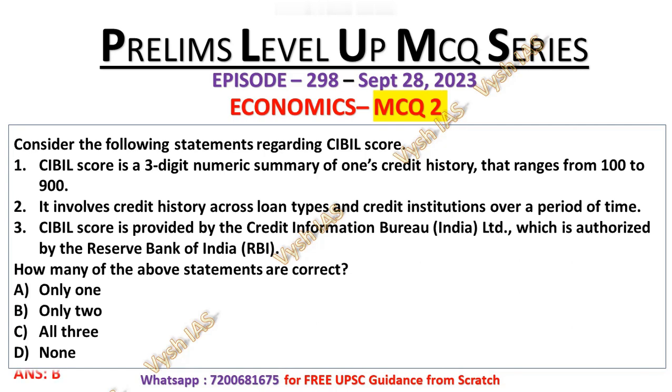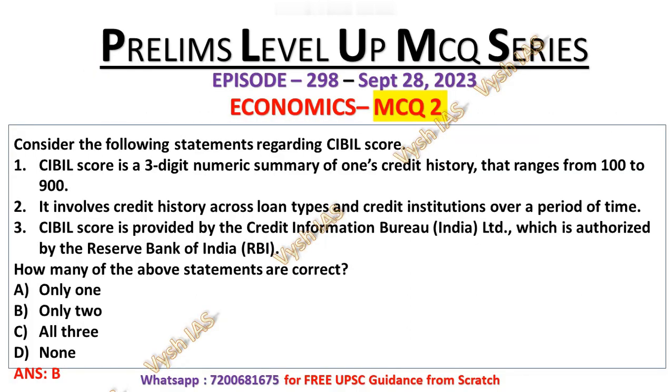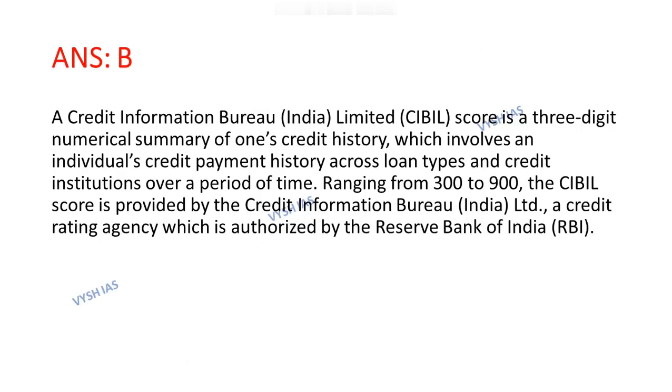So, its correct answer will be option number B, that is, only two statements are correct. A Credit Information Bureau Limited, that is CIBIL, score is a 3-digit numeric summary of one's credit history, which involves an individual credit payment history across loan types and credit institution over a period of time, ranging from 300 to 900, which is statement number 1. That's why the statement number 1 is the incorrect statement because it is ranged from 300 to 900, and the rest other two statements are correct, that is statement number 2 and statement number 3.